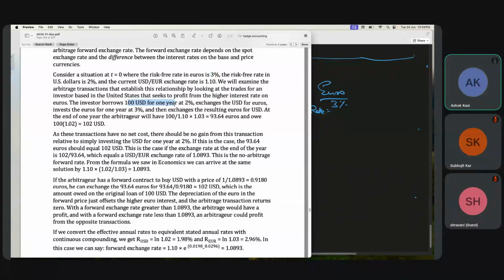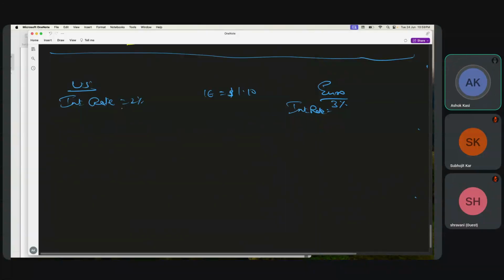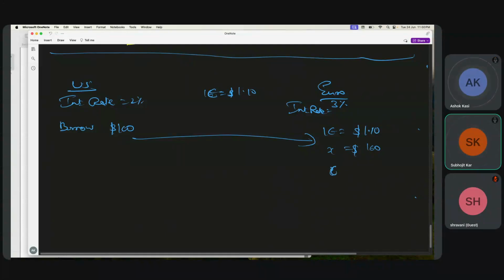The investor borrows $100 for 1 year at 2% interest. Then you bring it to euro, where 1 euro is equal to 1.10. For $100, how much will you get? 90.909, so 90.91 euro. You invest and you get 3%. Now how much will you get? It's 93.63.